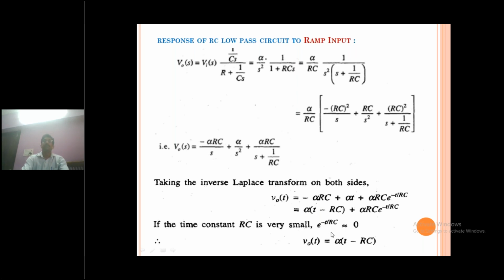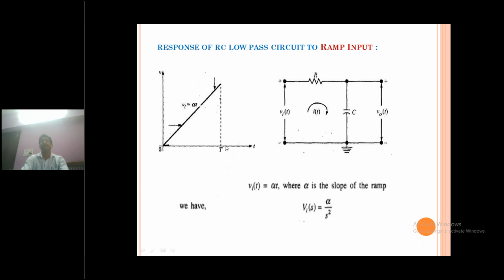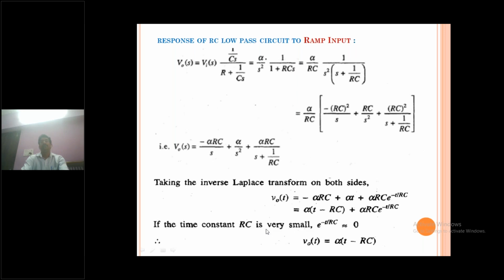Here there are two conditions to consider. The condition is that RC, the time constant, is very small compared to the ramp waveform duration. Here capital T is not the period; it is the duration of time for which the ramp waveform is applied. Now comparing the time constant RC and capital T, RC is very small. That means e power minus t by RC is e power minus a large value, so 1 by e power large, 1 by infinity, which goes to 0.